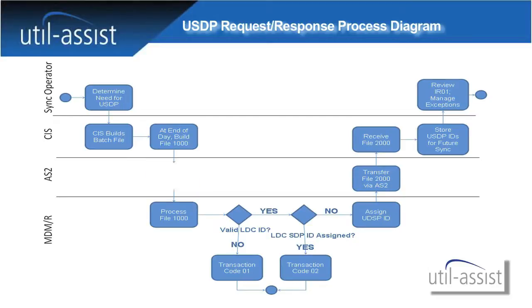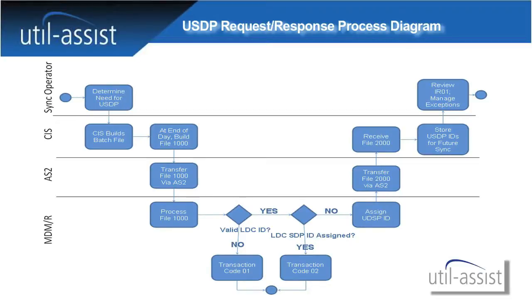We highlight the AS2 at the utility and the MDMR. Where space allows it, we try to always put in the file transfer because these are failure points. So when processes break down, you can always refer to the diagram and say, where are the failure points in this process, what could have gone wrong? And AS2 is certainly one of those failure points. So the file 1000 will move from your AS2 into the MDMR's AS2. They will receive that file and begin processing it.